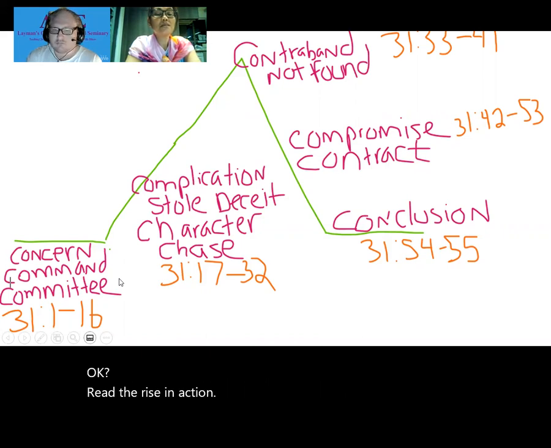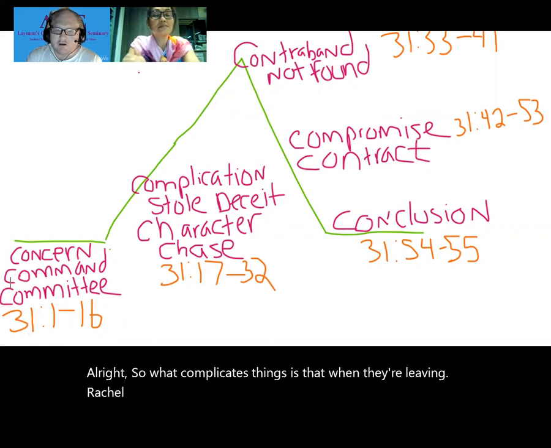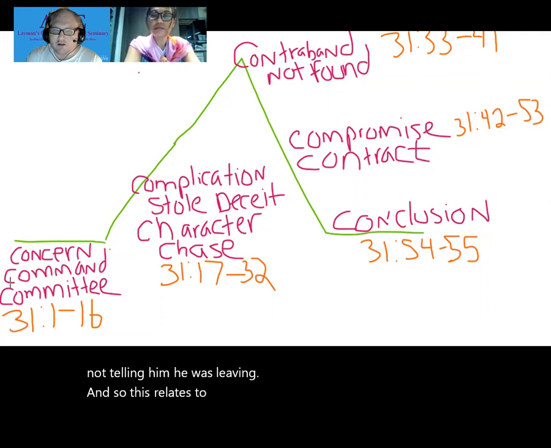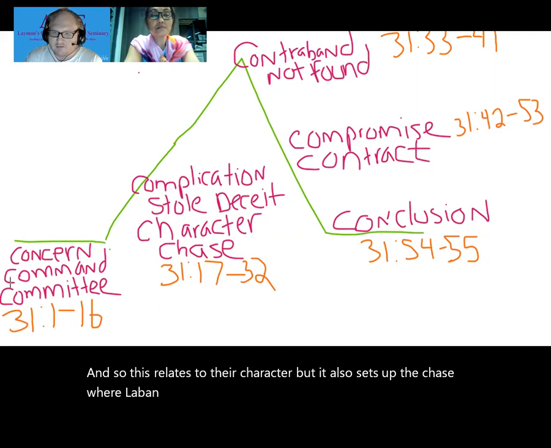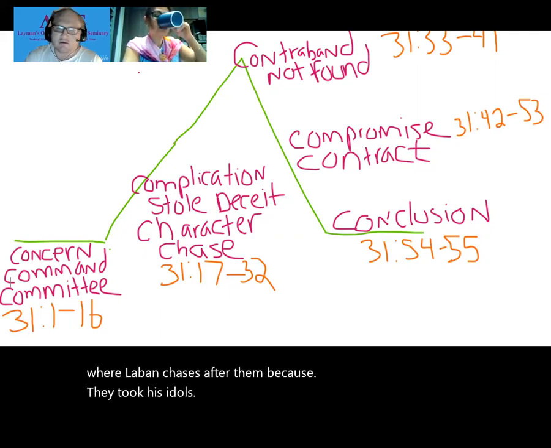Complication, stall, deceit, character, chase. All right. So what complicates things is that when they're leaving, Rachel steals the idols, and it says that Jacob deceived Laban by not telling him he was leaving. And so this relates to their character, but it also sets up the chase where Laban chases after them because they took his idols. Okay, now read the climax.